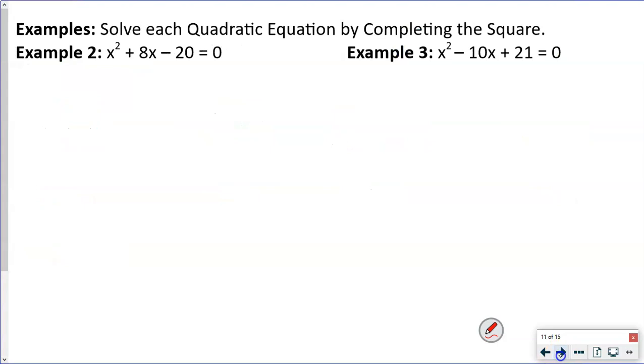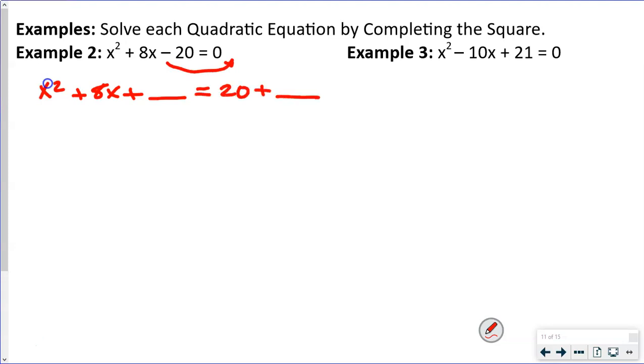All right, so now we're going to do a couple examples together. So now we're going to use the process that I just showed you guys to solve quadratic equations by completing the square. So just really pay attention. So we got x squared plus 8x. And when I do this, I'm going to create a blank, and then I'm always going to move this to the other side of the equal sign. So to do that, I'm going to add 20, so that's going to be equal to 20. And then I'm going to add a blank over here.